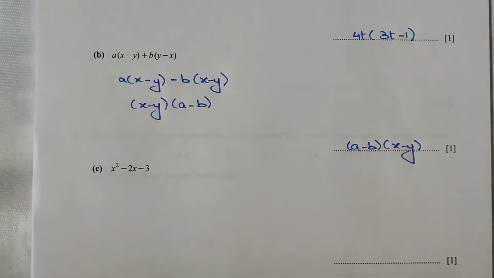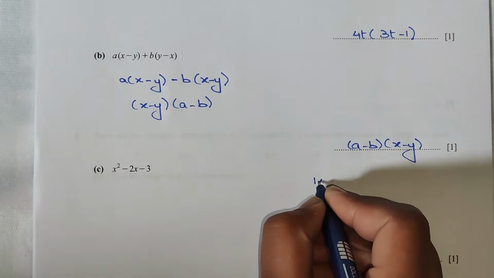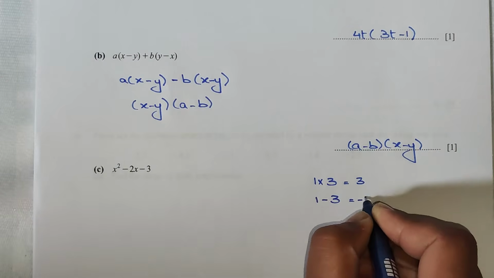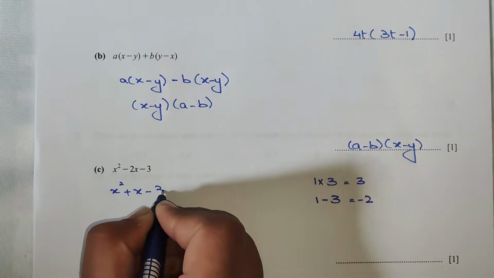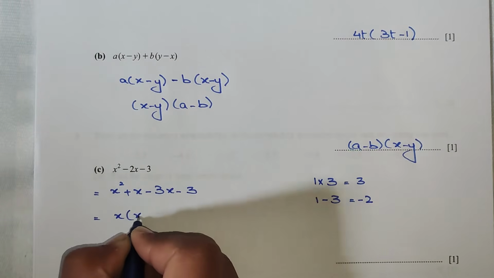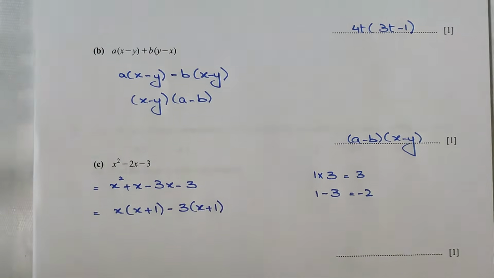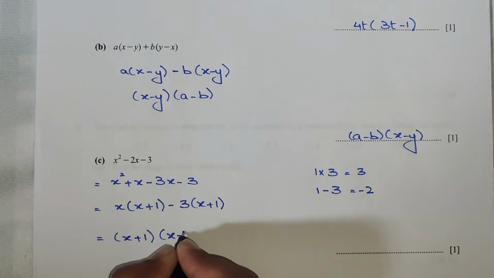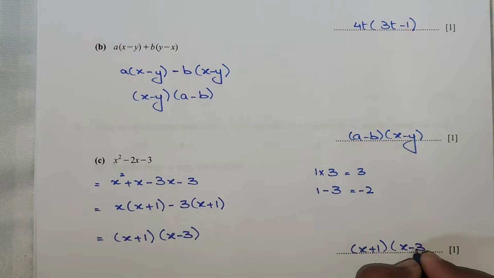Now for the C part, it's a quadratic expression. Let me break the middle term. So 1 times 3 is equal to 3, and 1 minus 3 would be equal to minus 2. That's the middle term. So x square plus x minus 3x minus 3. From here x is common, we are left with x plus 1, negative 3 is common, and x plus 1. So the two factors are x plus 1 and x minus 3.